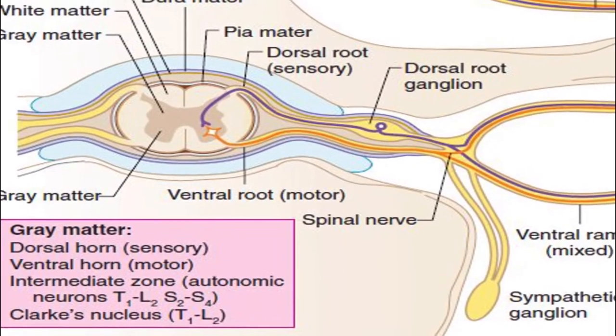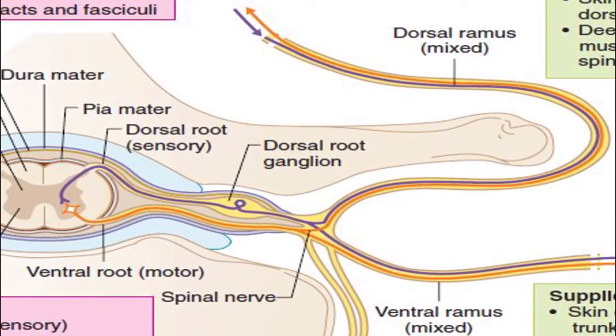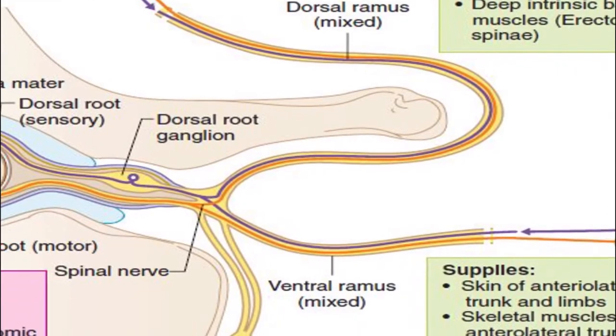Now, the spinal nerve, if we look over here, this is the spinal nerve, and it has the orange fiber as well as this blue or purple fiber. What does this purple fiber depict? This purple fiber depicts the dorsal root.